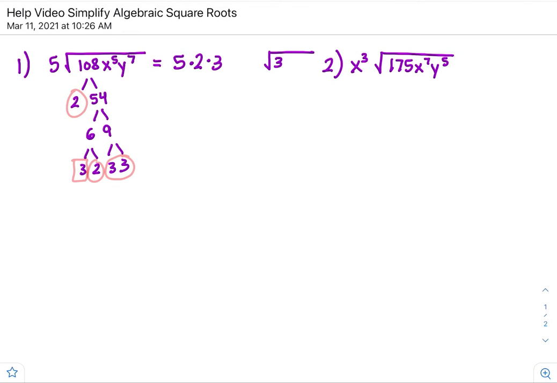Now let's look at our variables. Take the exponents and divide it by the root, and the root is 2. So 5 divided by 2, 2 times 2 is 4, left over 1. So there'll be 1x on the inside because there is 1x remaining. And we'll have x to the second power on the outside.